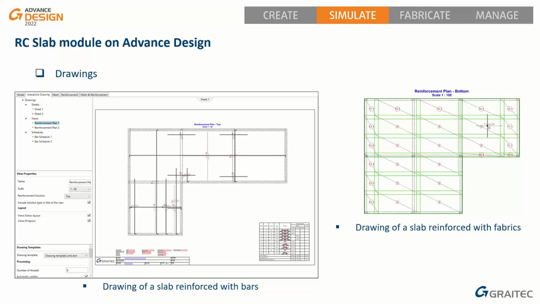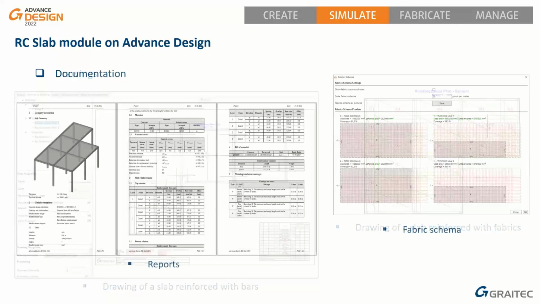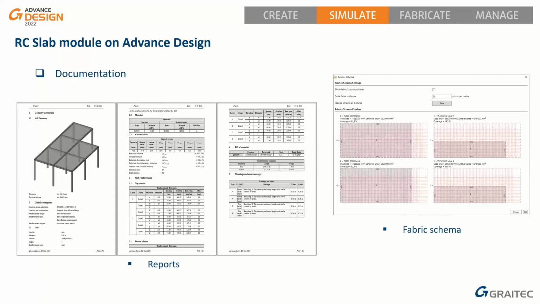Drawings can be for bars and also for fabrics. At the end, it's possible to generate design reports for a slab with basic information about the geometry, materials, and reinforcement parameters. When we use fabrics, we can also get plans of cut meshes.